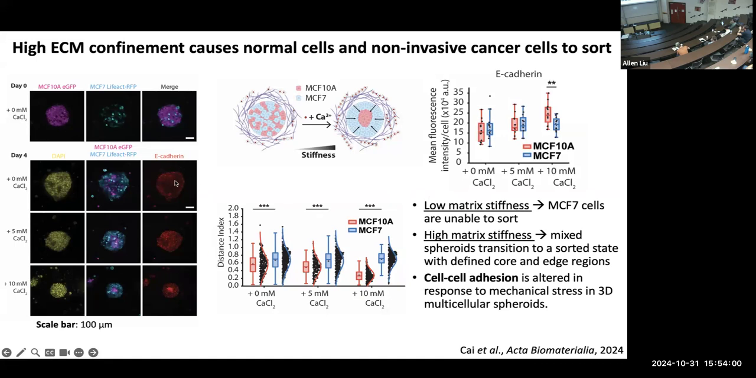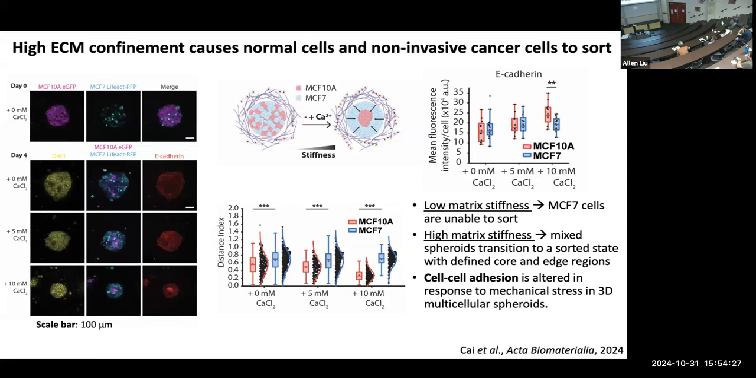So what I did not introduce to you is this molecule called E-cadherin, and this is the molecule that allows cells to bind to one another. And in the case of 10 millimolar calcium, you can see the red is very pronounced in the center, and then less in the periphery. So you can start to see this differential expression of this molecule E-cadherin on the cells. Again, supporting the fact that you have differential adhesion.